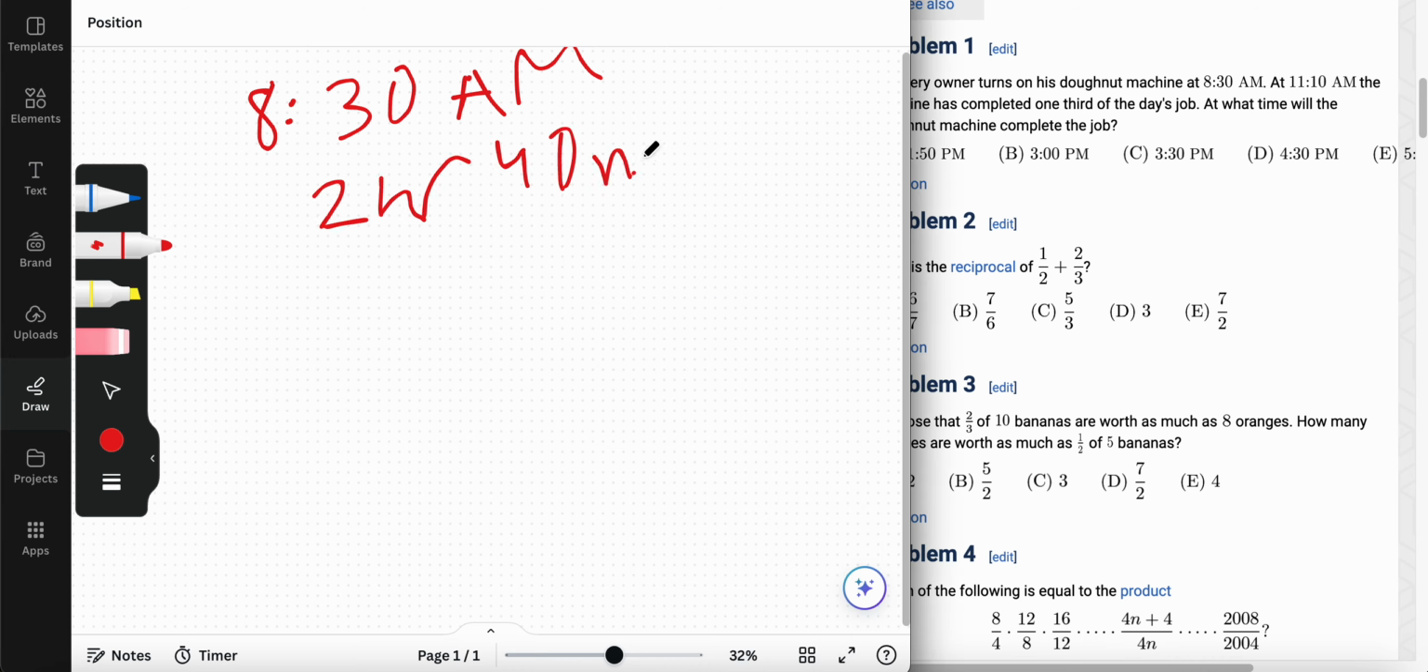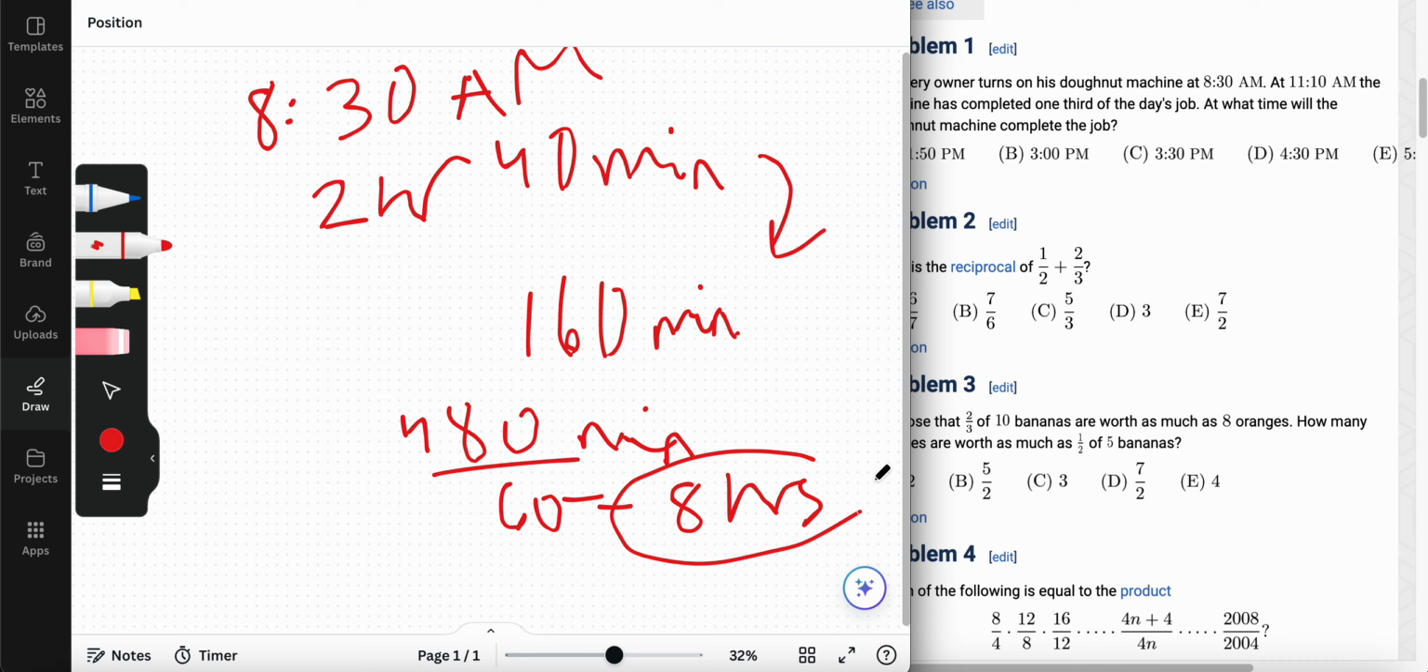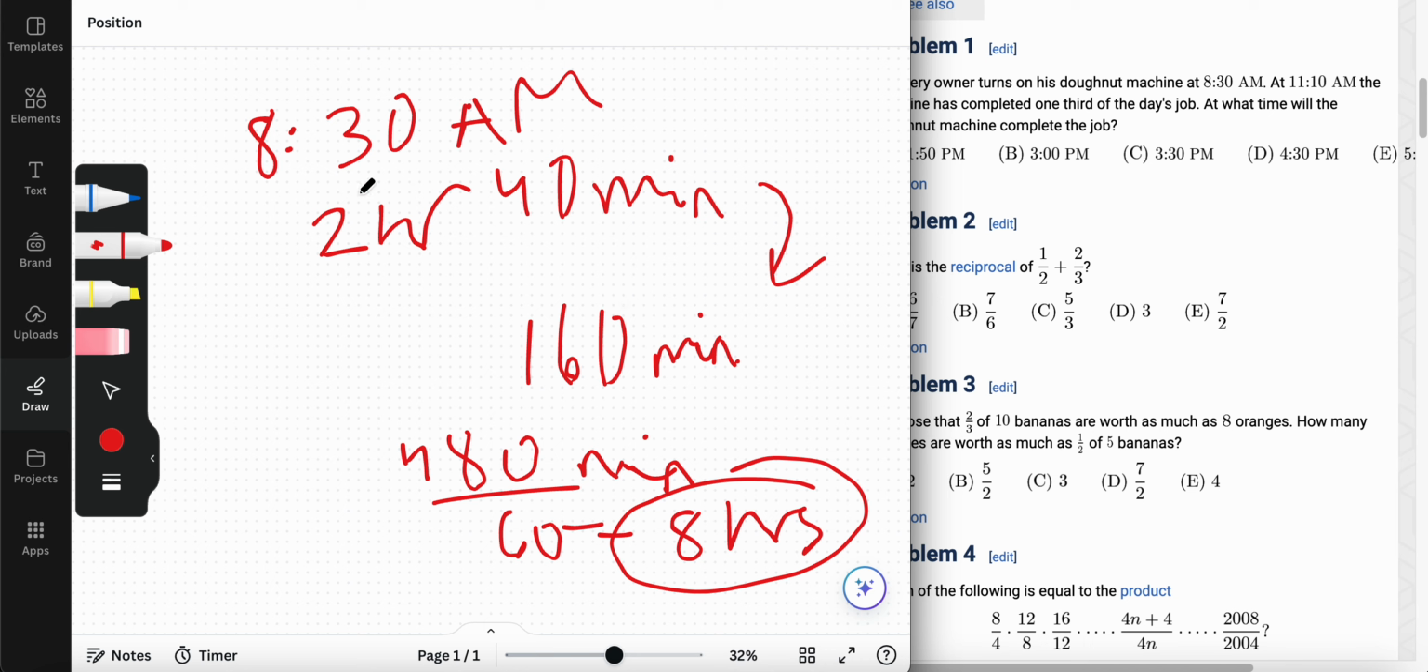2 hours 40 minutes, and in terms of minutes, that's just 160 minutes. 160 minutes is one third, so times 3 is just 480 minutes. Turn that into hours, that is just 8 hours. 8 hours from 8:30 a.m. is 4:30, right?